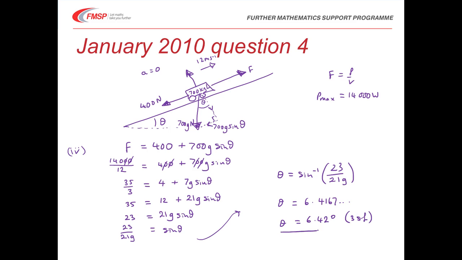I normally give angles to 1 decimal place, but in this case, because that meant it would only be 2 significant figures, I've put the angle to 3 significant figures.